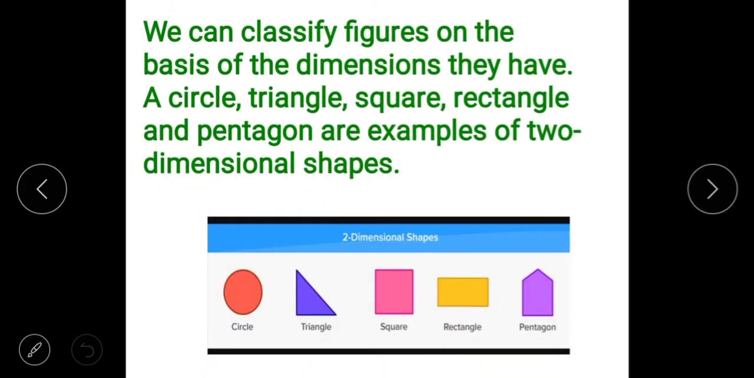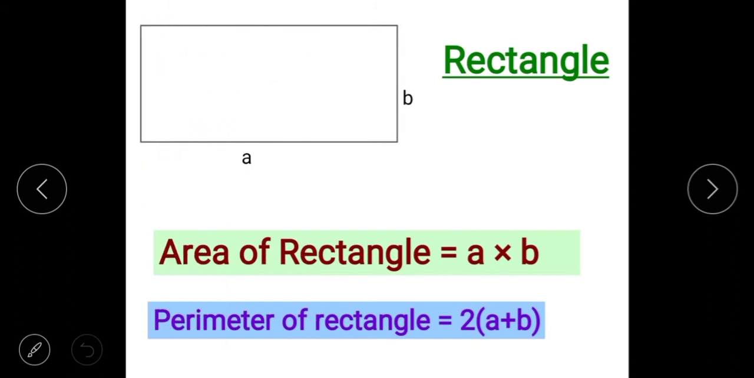We can classify figures on the basis of the dimension they have. A circle, triangle, square, rectangle, pentagon are the examples of 2D shapes. Now this is our first 2D shape, that is rectangle. As you know, a rectangle has four sides, opposite sides are equal and each angle is of 90 degrees.